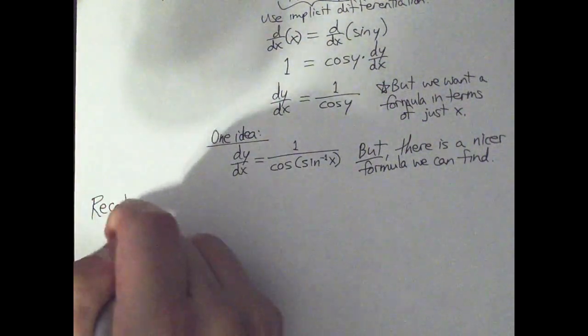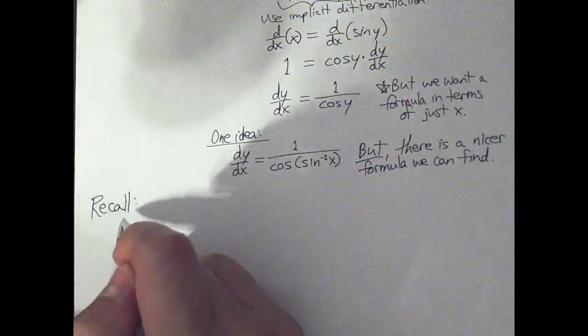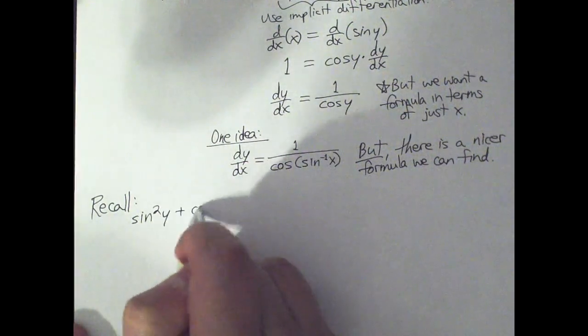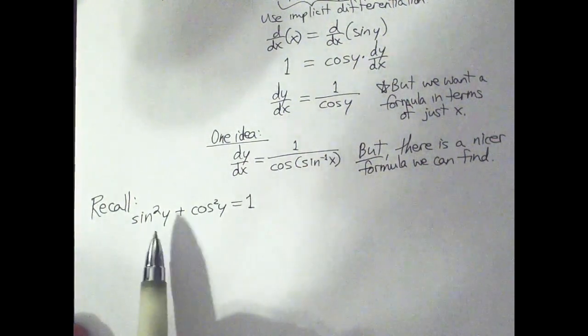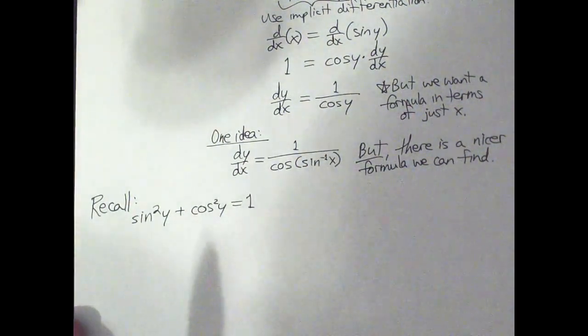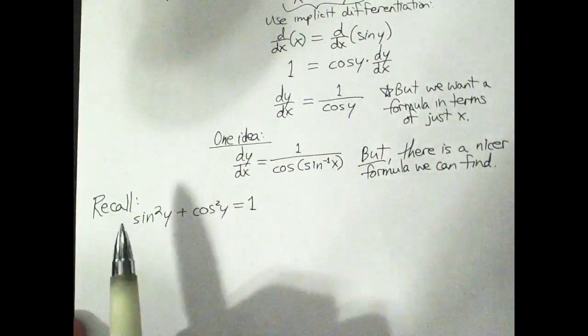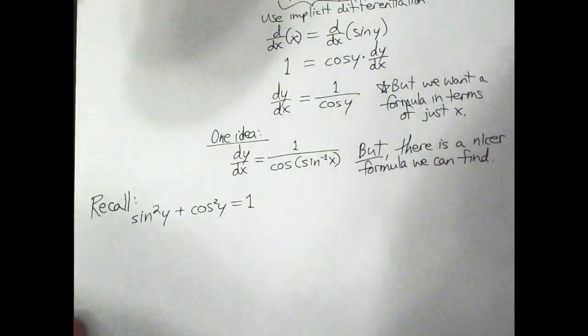So we're going to use everyone's favorite trig identity. It's my favorite trig identity, at least. Sine squared plus cosine squared equals 1. Now that's true whether the variable is called y, or x, or theta. Whatever you call it, sine squared of something plus cosine squared of the same thing gives you 1. Now, how is that going to help us?